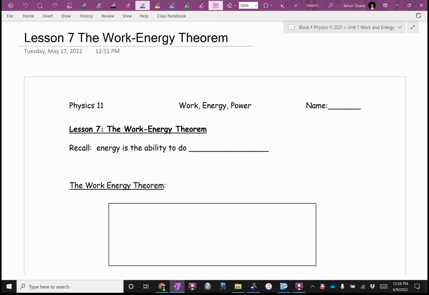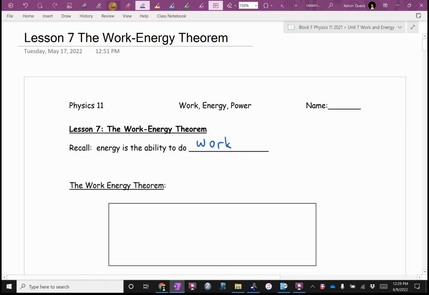The work energy theorem, it's called the work energy theorem because it's going to relate work and energy. It's really, really useful. First of all, we need to remember what energy was. Energy was the ability to do work.